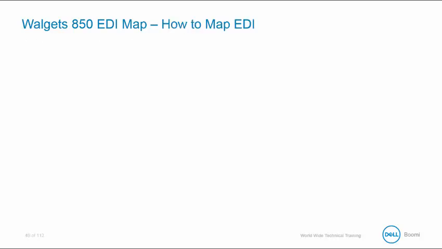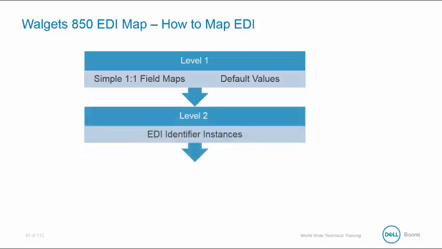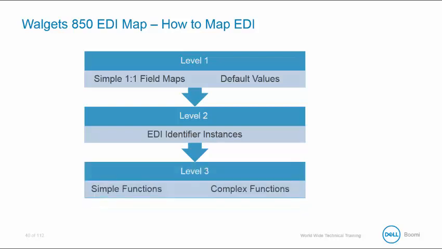So before mapping our fields, I want to discuss the Boomi recommended mapping method for anyone who is doing EDI development. We begin with mapping our simple one-to-one field maps, in this case our EDI to database fields, and entering in any default values. Next, we'll focus on the EDI identifier instances, which allow EDI to handle qualifiers. Finally, we will add functions, and we're going to begin with standard functions and then move into complex user-defined functions.